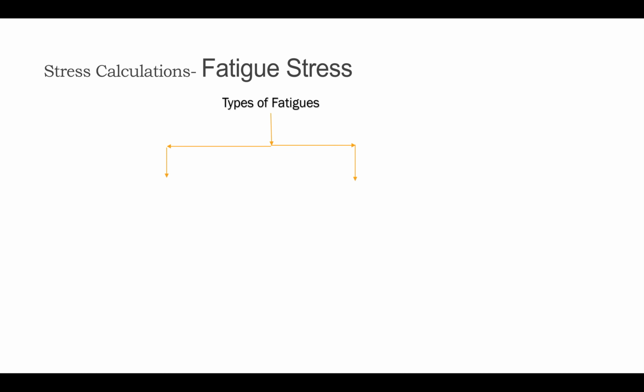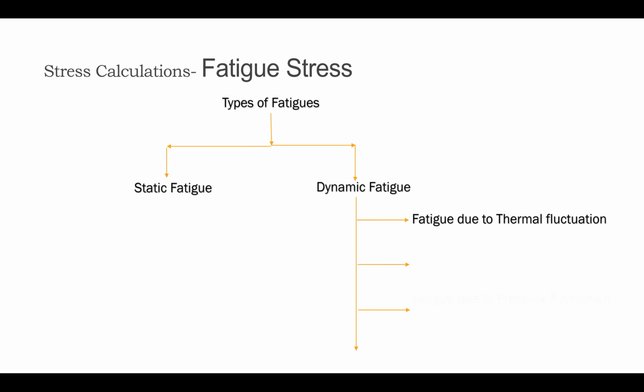Fatigue stresses are basically of two types. Number one, static fatigue. This is due to the primary stresses: the weight of the pipe, the weight of the insulation, and inadequate support in the piping system. These are the causes of static fatigue. The second one is dynamic fatigue. Dynamic fatigue is due to thermal fluctuation. Second, fatigue due to pressure fluctuation.